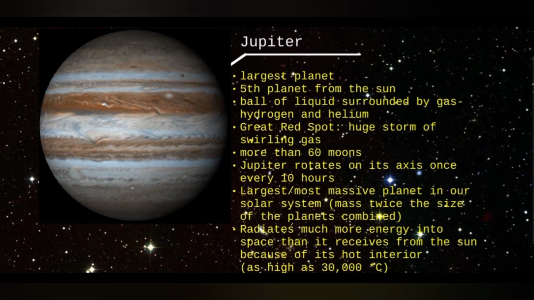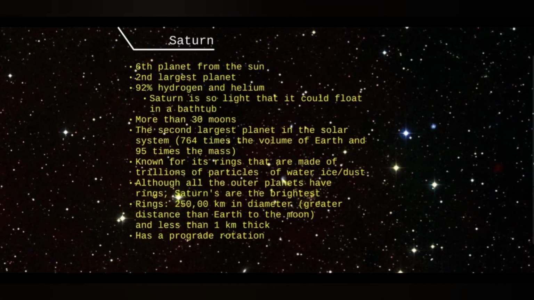Okay? And Jupiter, the largest planet, fifth planet from the Sun, a ball of liquid surrounded by gas, hydrogen, and helium. Great Red Spot, a huge storm of swirling gas, more than 60 moons, and Jupiter rotates on its axis once every 10 hours. Okay, the sixth planet, which is Saturn.